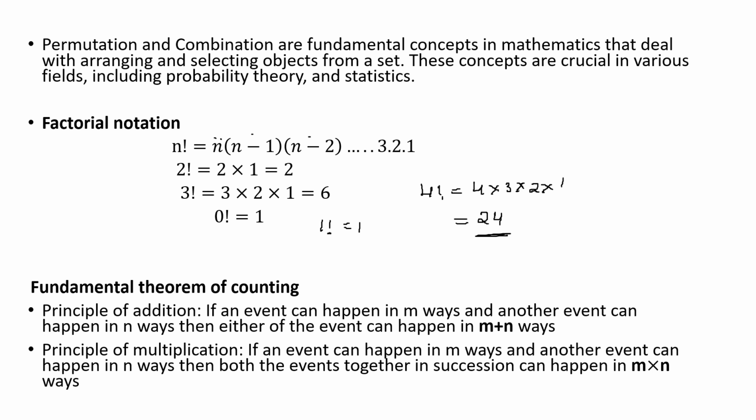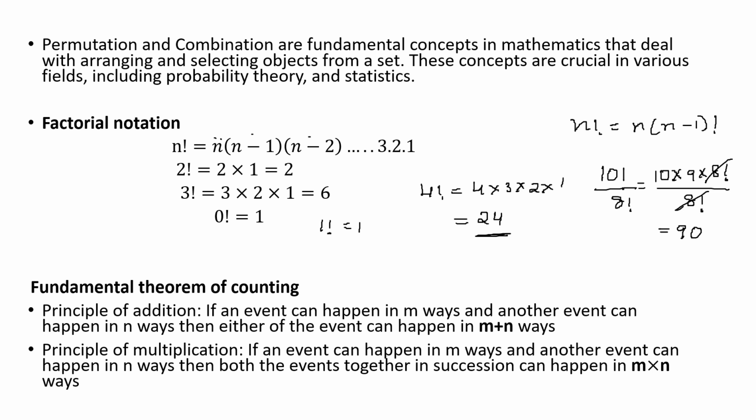So this is factorial notation. And in some problems, n factorial can be written as n into n minus 1 factorial. So if you want to simplify 10 factorial divided by 8 factorial, you can write it as 10 into 9 into 8 factorial divided by 8 factorial. So this product will be equal to 90.